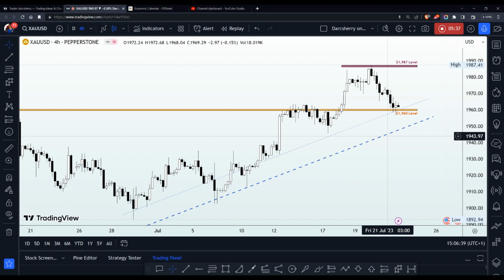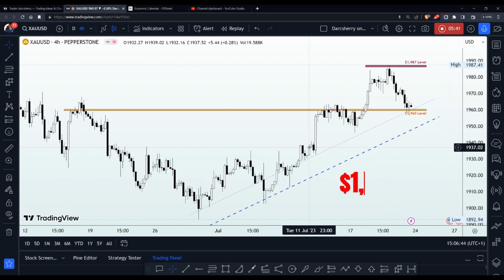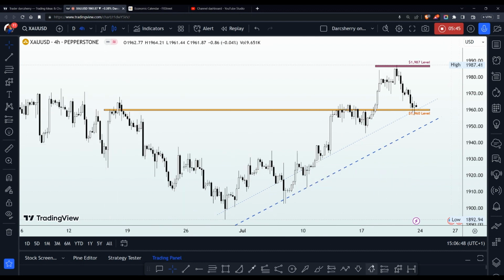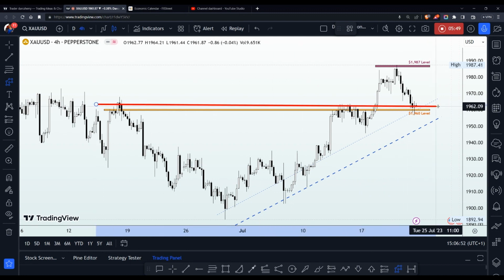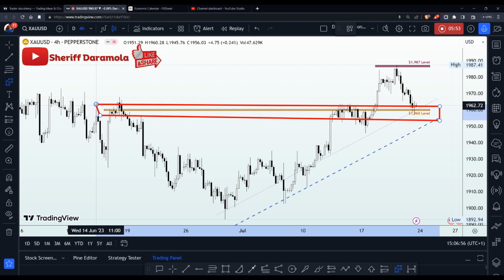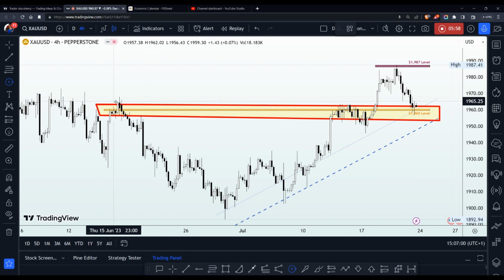Then, in addition to this trend line, there is a key level which I was able to spot around the 1960 level. And in fact, this level has been a major determinant of price action for the last couple of months. Now, if we go, we're not going to go too far, let's go into the 16th of June.